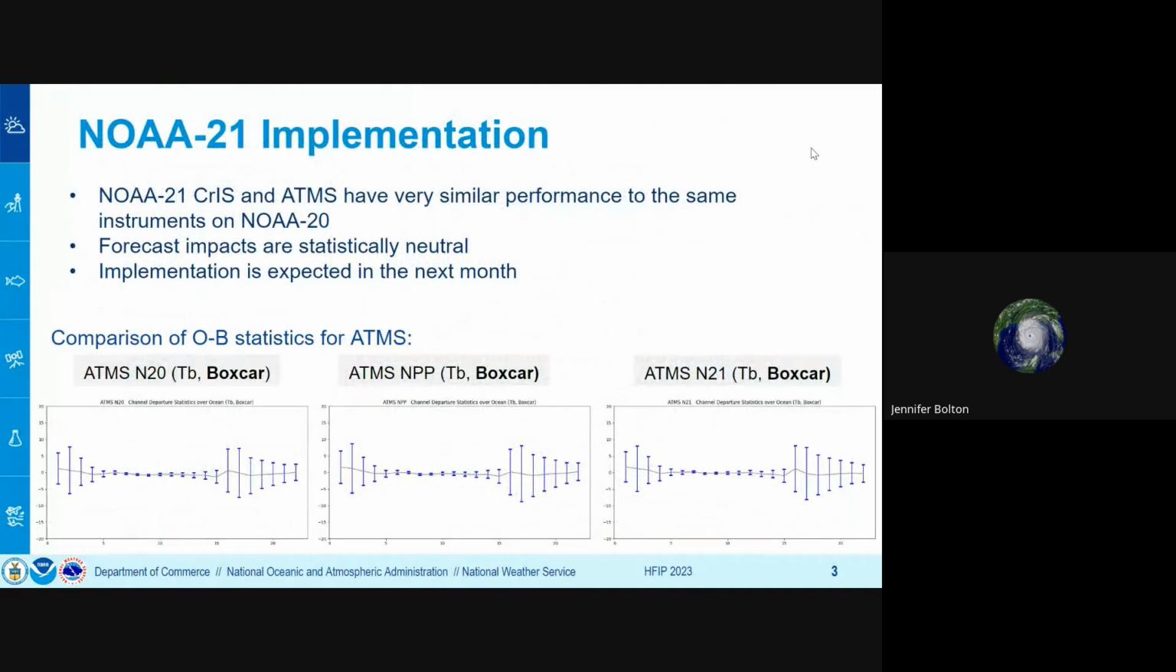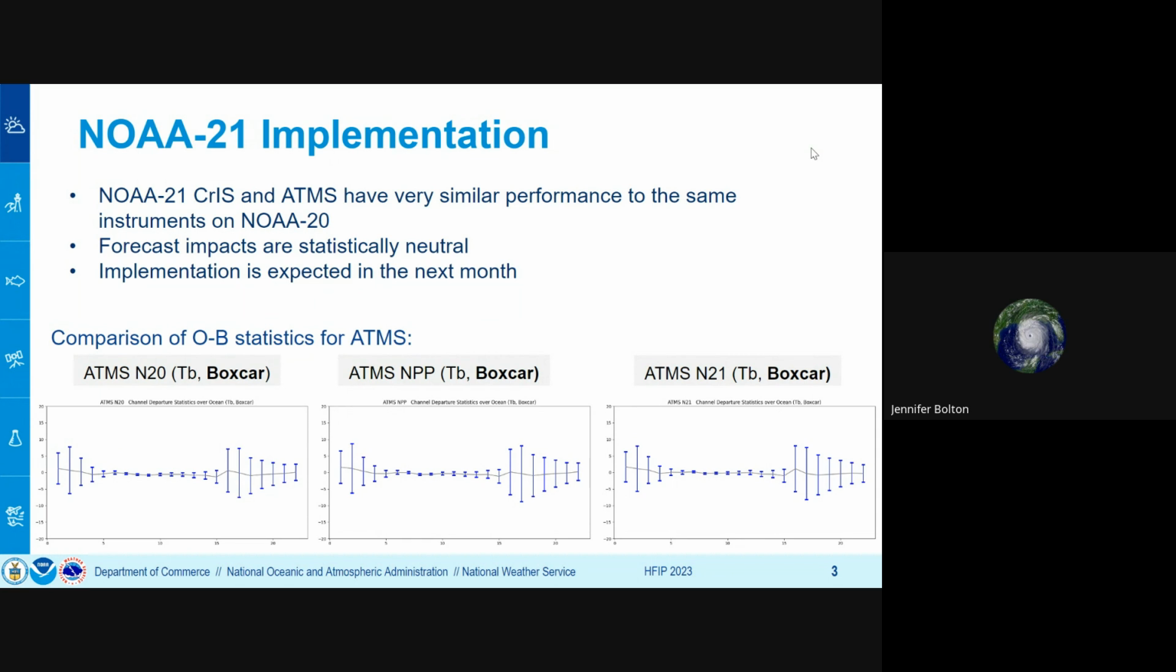We just finally got the right version of CRTM updated into the operational supercomputer. We've done some early trials with NOAA-21 data: ATMS, the microwave, and CrIS, the infrared. These are just showing some examples. This is ATMS from NOAA-21 showing that O-B statistics look as expected, it checks out. We're going to turn this on operationally next month.